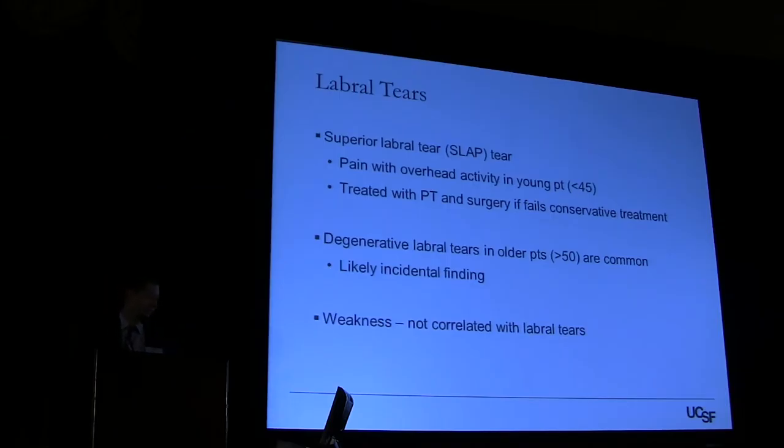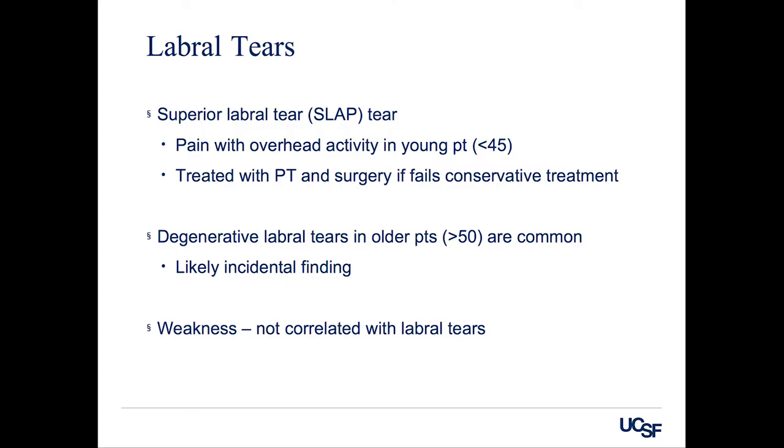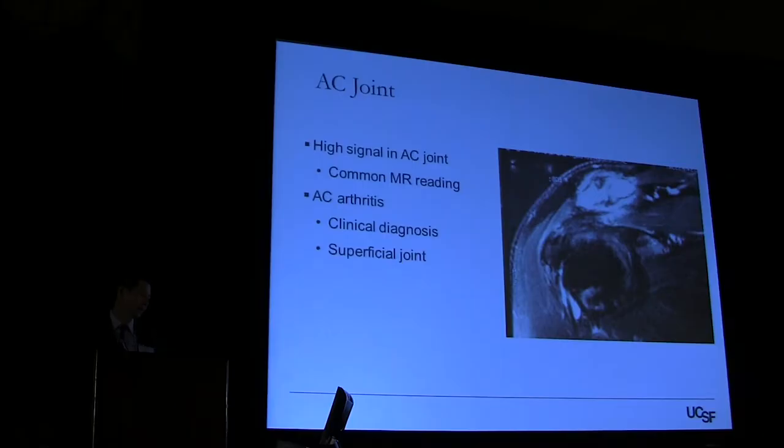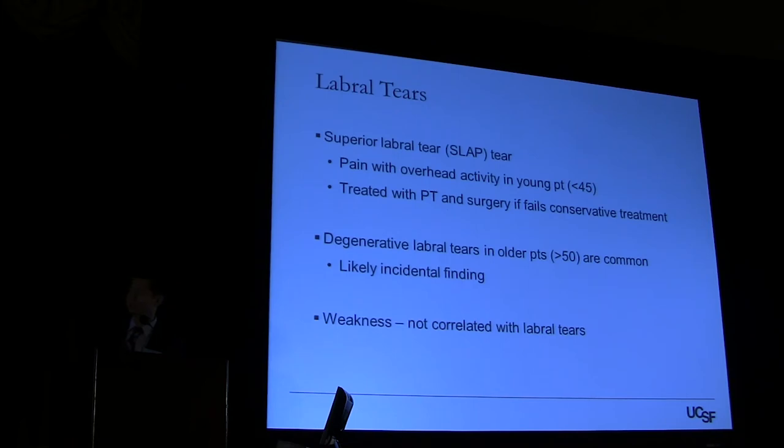And then along those same lines, a superior labral tear is something that you can have with overhead activity in the young patient. So people that play volleyball, basketball, do a lot of things overhead, they could tear the superior part of their labrum. We also call it a SLAP tear, and that can usually cause pain in the younger patient. But if you see that kind of finding in an older patient, there's nothing to worry about for that. That's very normal for them. Okay. And then, of course, labral tears do not cause weakness. If the patient has weakness on the exam, it's usually the rotator cuff that's injured.